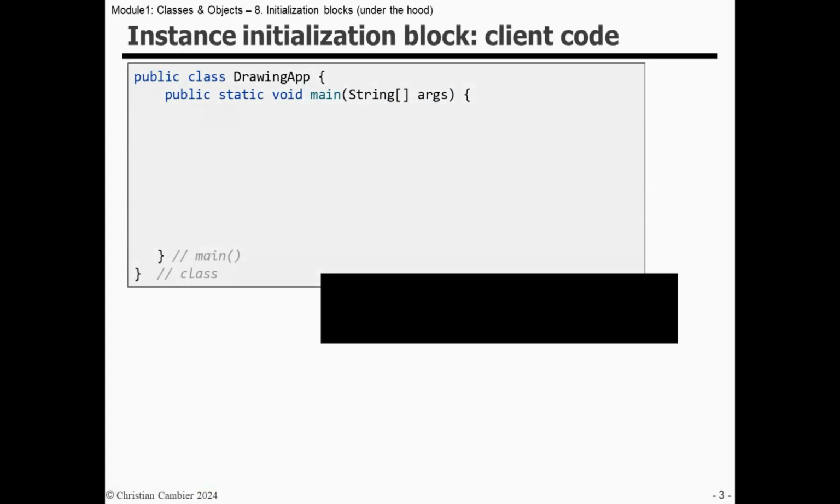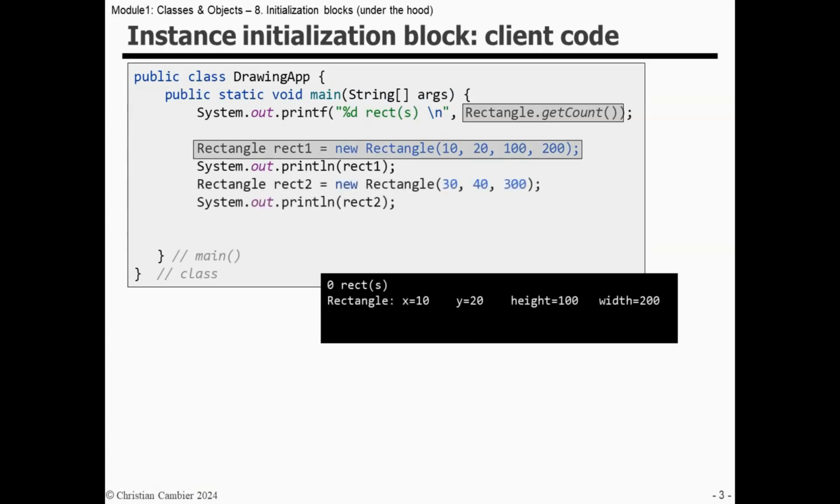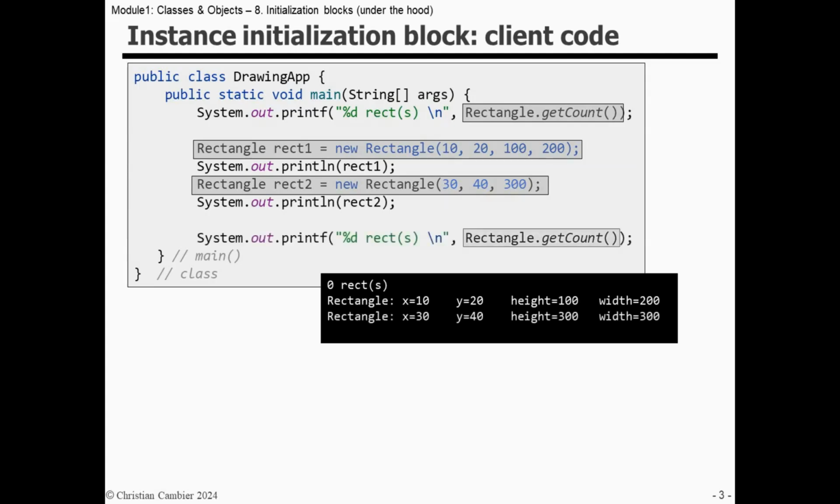And the client code I'll examine under the hood step by step in the next slide is very similar to the client code of the previous version. So what I'll examine is the following. First, we print the count by invoking the static getCount method. Then we create a rectangle using the 4 parameters constructor and print it out. Then we create a rectangle by passing 3 arguments to the 3 parameters constructor and printing it out. And finally we print the count again.